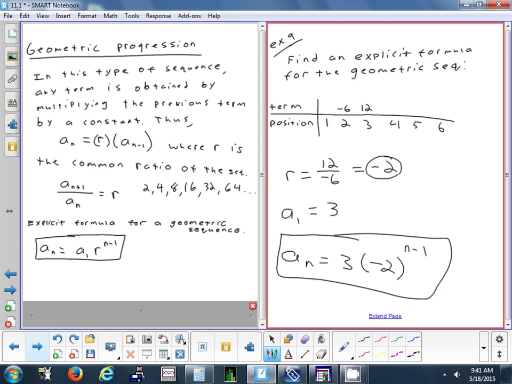Let's try it on the third term, see if it works. 3 minus 1 is 2. -2 squared is 4. 4 times 3 is 12. Okay, any questions on that one? All right. So I think that's pretty good. That's kind of a quick introduction to sequences. Tomorrow we're going to take sequences one step further and start adding up all the numbers in a sequence and see if they add up to something.